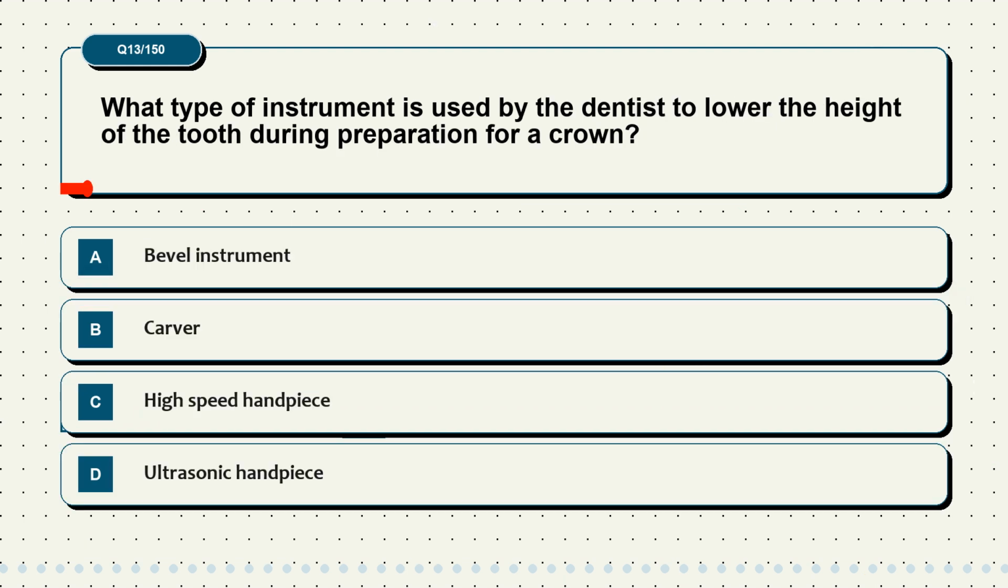Question 13. What type of instrument is used by the dentist to lower the height of the tooth during preparation for a crown? Here are the options. Option A, bevel instrument. Option B, carver. Option C, high-speed handpiece. Option D, ultrasonic handpiece.